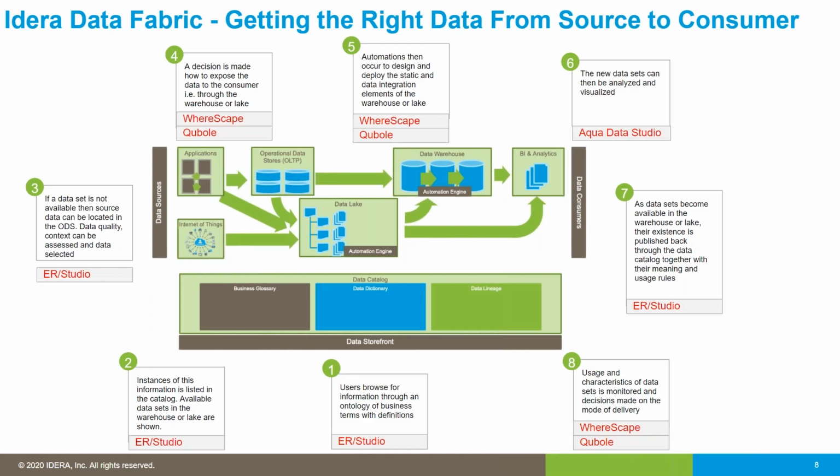So the data fabric story is: I want access to some data, through which route do we get the data? The whole data fabric machine will help make decisions on where's the best way to serve this data, through the lake, through the warehouse, or both. We'll also be looking at things like data virtualization, so Denodo is part of the IDERA fold as well. And then Aqua Data Studio in the top right-hand corner helps with the BI and analytics side of things.